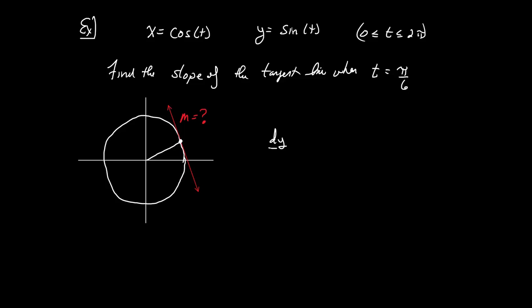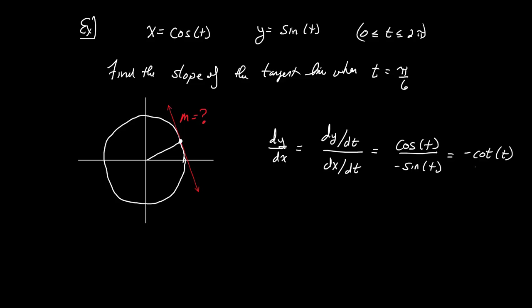If we want to find dy/dx, we take the derivative of y with respect to t and divide it by the derivative of x with respect to t. The derivative of sine is cosine of t, over the derivative of x with respect to t, which is negative sine of t. So our tangent line slope, still in parameter form with independent variable t, is negative cotangent of t.